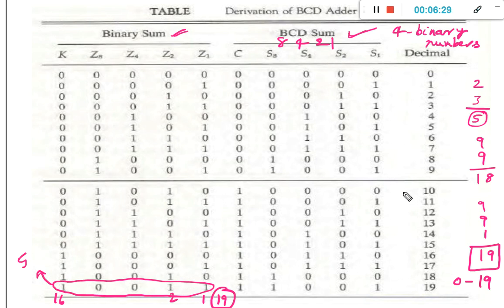If you want to represent 19 in BCD, then you have to represent 1 as one BCD code and 9 as another BCD code. So how could we represent it? 1 is represented as 0001, so this is the BCD code for 1. How could we represent 9? 9 is represented as 1001. This is the 9 value.